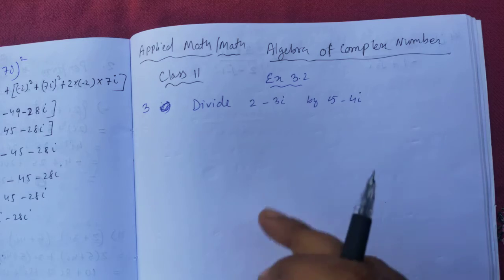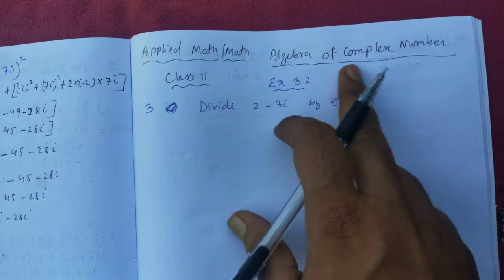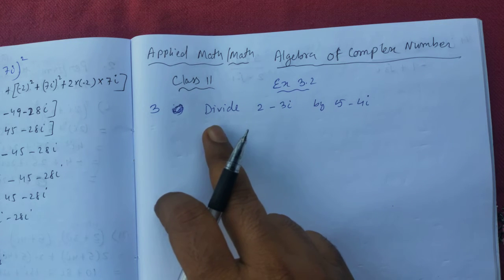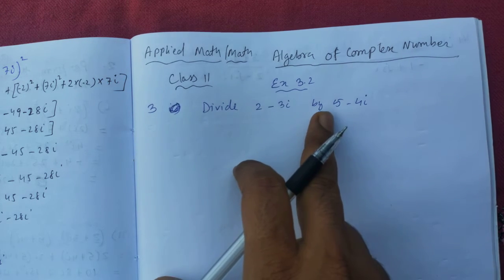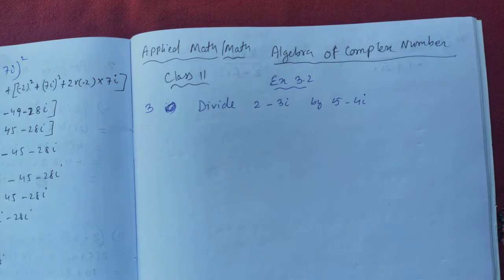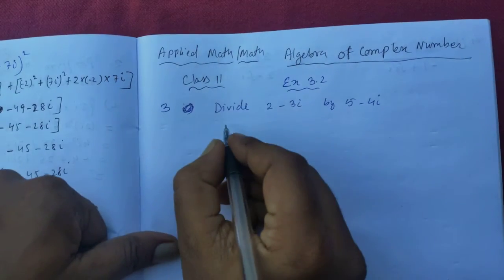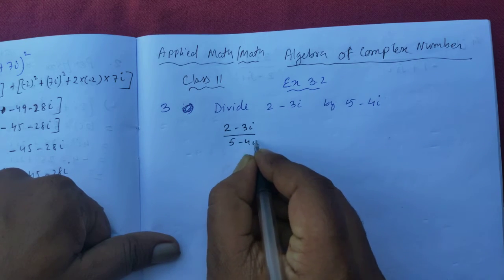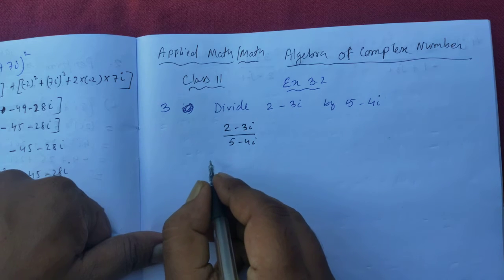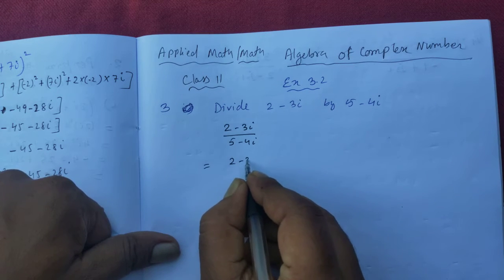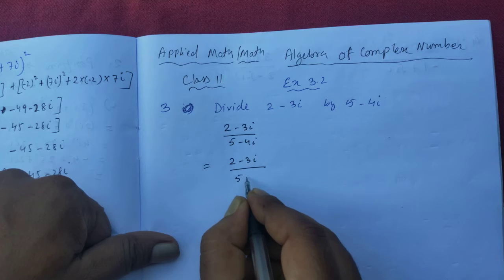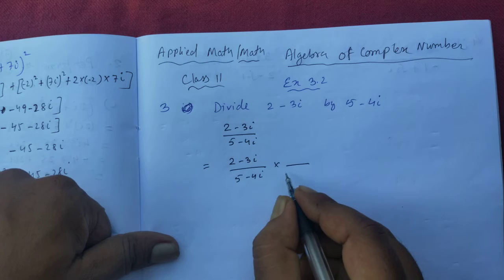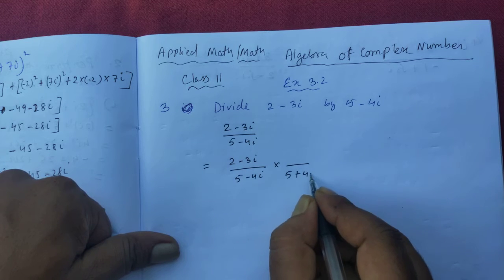Today we'll do exercise 3.2, algebra of complex numbers. Question: divide 2 minus 3i by 5 minus 4i. So simple question. Whenever there is a divide, you have to rationalize, okay? Rationalize: if it is 5 minus 4i, you have to multiply by 5 plus 4i.